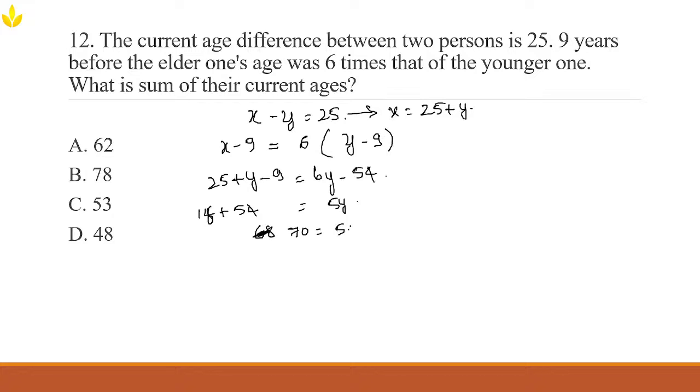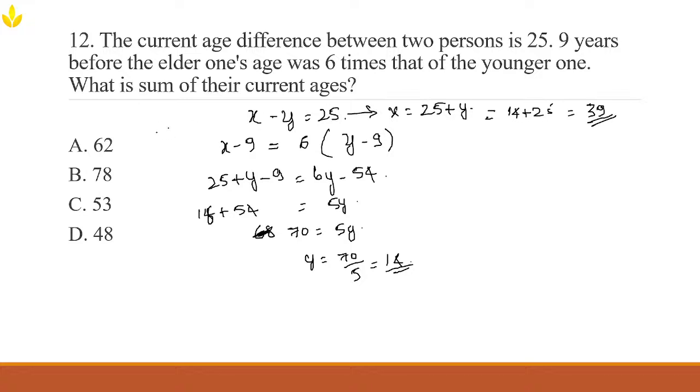70 is equal to 5y. So the y value will be equal to 70 divided by 5, that is nothing but 14 is the value of y. Y we have taken as the, sorry, younger one. So the elder one's value will be equal to y plus 25. So y is 14 plus 25 will give you 39 as the value.